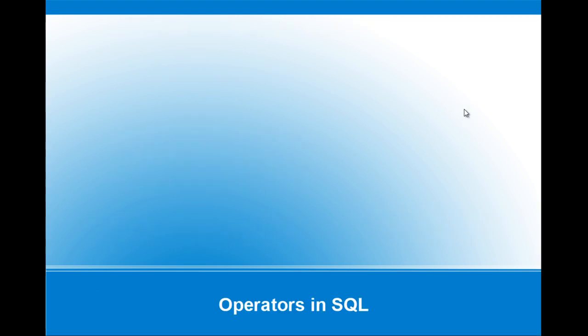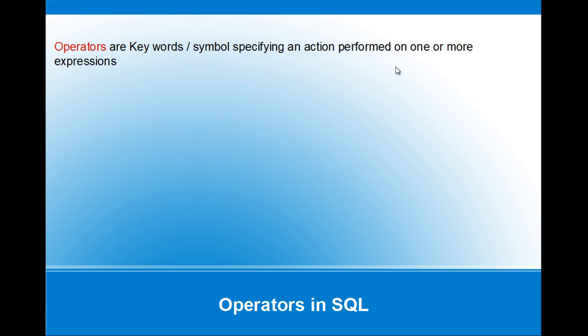Then let's understand what operators are in SQL. So the definition goes like this. An operator is nothing but a keyword or a symbol which specifies the action between two expressions. And let's see what the operators are.